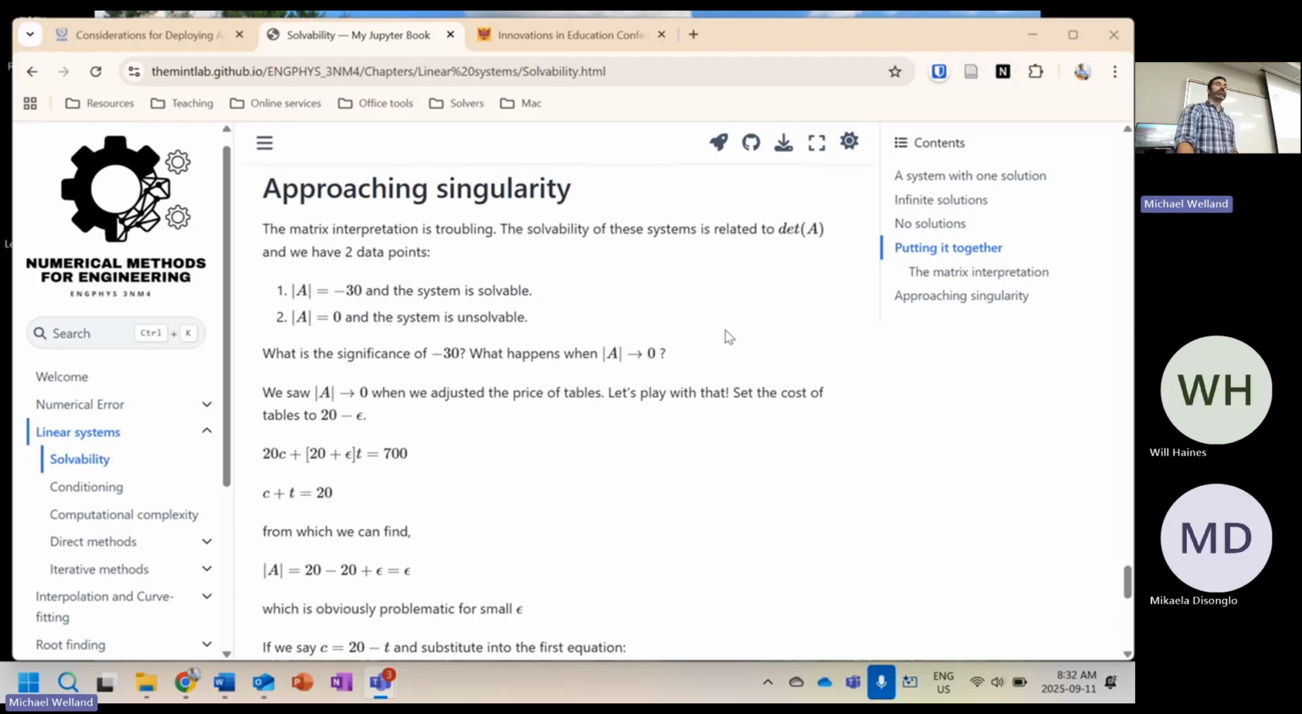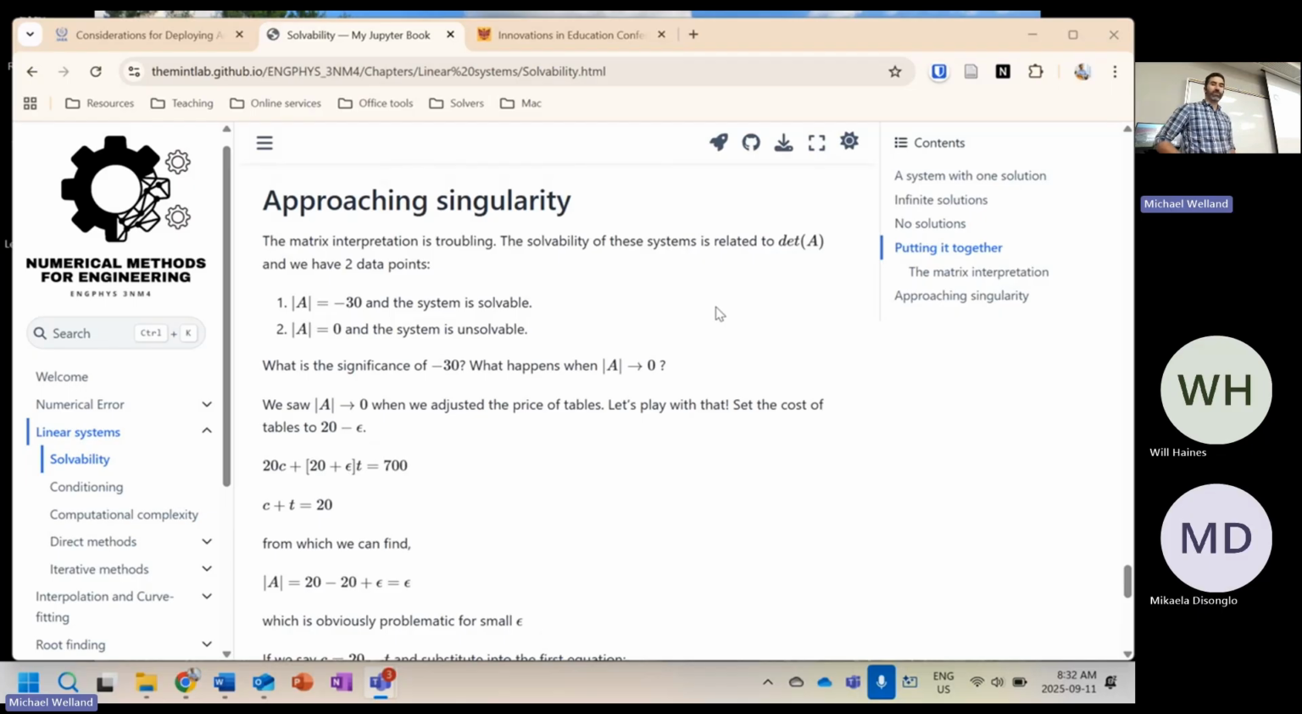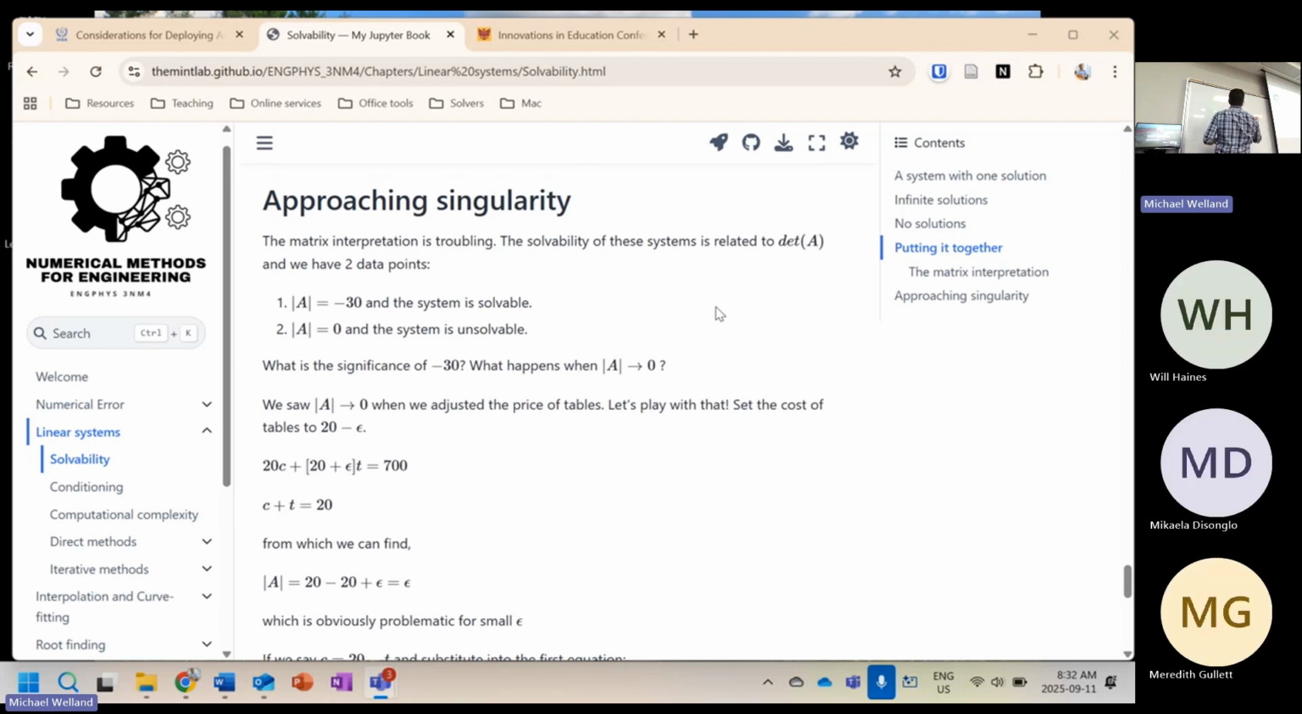Okay. About halfway through last class, we started talking about approaching the singularity. So you have this well-formed equation, and I have to be mindful of time because we have to finish direct solvers by the end of tomorrow. So we had a well-formed equation. I think it was something like 20c plus 50t is equal to 700, right? And then we had c plus t is equal to 20.